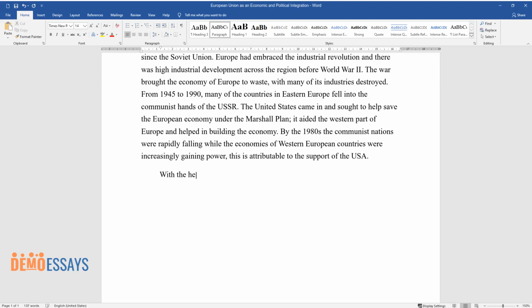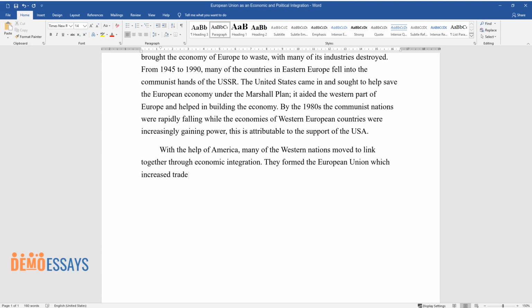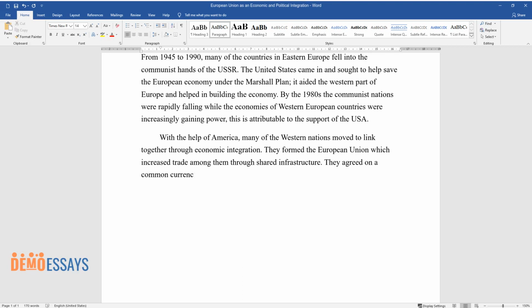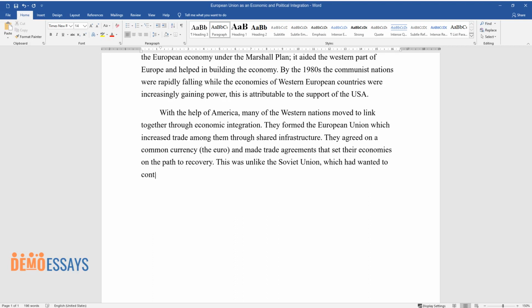With the help of America, many of the Western nations moved to link together through economic integration. They formed the European Union, which increased trade among them through shared infrastructure. They agreed on a common currency, the euro, and made trade agreements that set their economies on the path to recovery. This was unlike the Soviet Union, which had wanted to continue scuttling efforts of recovery in Europe to its advantage.